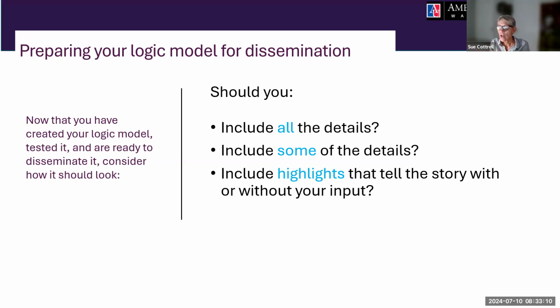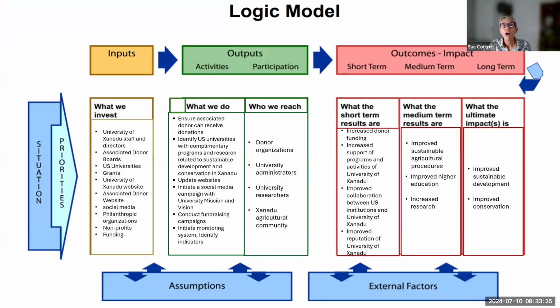You've got to consider how you want it to look. So, should you include all the details? Should you include just some of the details? Should you include highlights that tell the story with or without your input? Now remember, you've created a version of this. That is a lot to track, right?